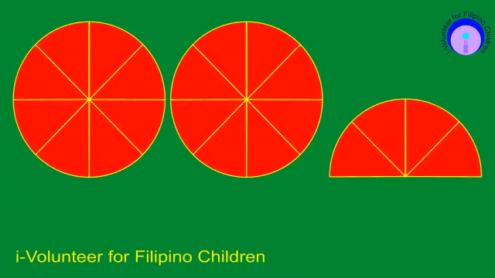Good day, kids. Do you know how to read these graphs into their numeral form? Yes, we will test your skills today. This can be read as 2 and 4 eighths.